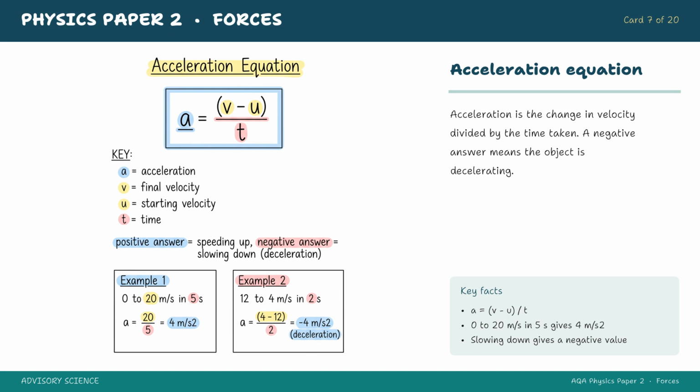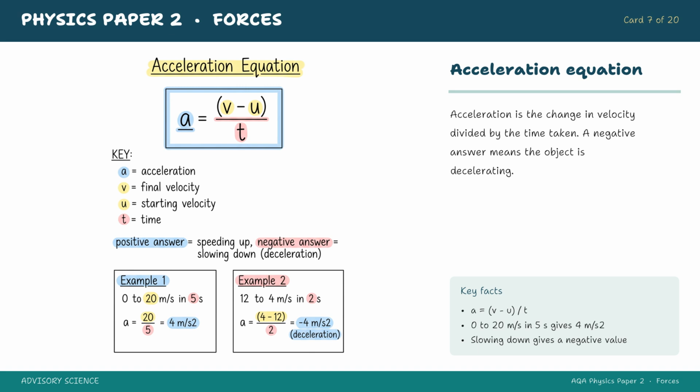Let's try another one. Find the acceleration. A cyclist slows down from 12 meters per second to 4 meters per second in 2 seconds. Find the acceleration. Write down the values. u equals 12 meters per second. v equals 4 meters per second. t equals 2 seconds. Now substitute them into the equation.